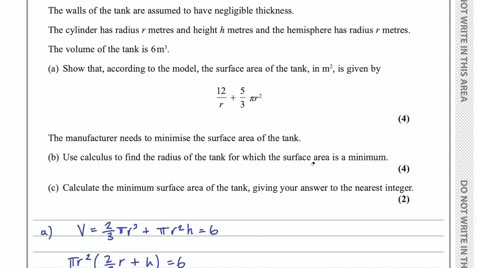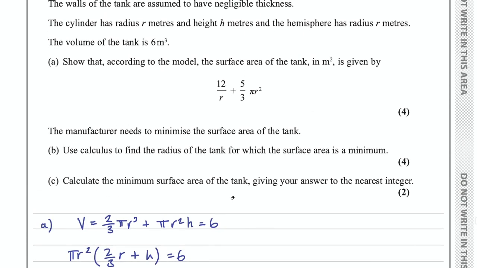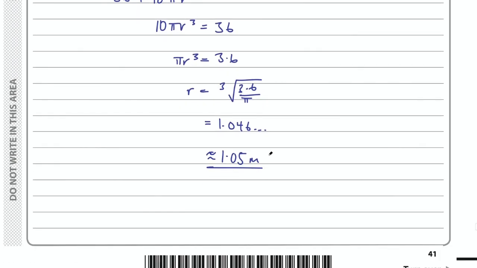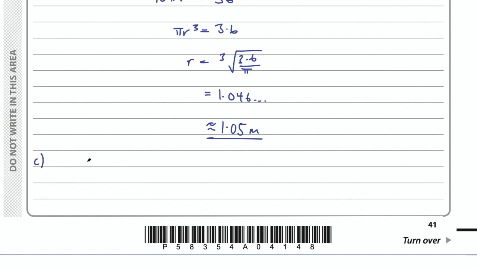Okay, so that was part B. Part C says calculate the minimum surface area of the tank, giving your answer to the nearest integer. So, well, we have the radius. I guess we just plug that into the surface area, and that should give us our answer. So for part C, we had the surface area equal to 12 on r plus 5 on 3 pi r squared. Plugging that in, this would be 12 on 1.05 plus 5 on 3 pi times 1.05 squared. Putting that into a calculator, let's see what we get.